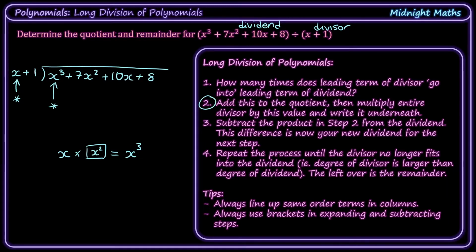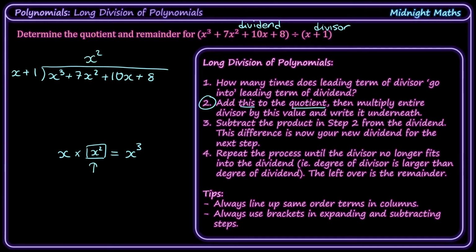Step 2. Add this, and by this I mean the x cubed, to avoid confusion. Add this x squared, not x cubed, pardon me. Add this x squared to the quotient. Okay, so let's start by just doing that. We're going to put it up in the quotient and match it up with the correct column. We're matching up the x squareds.